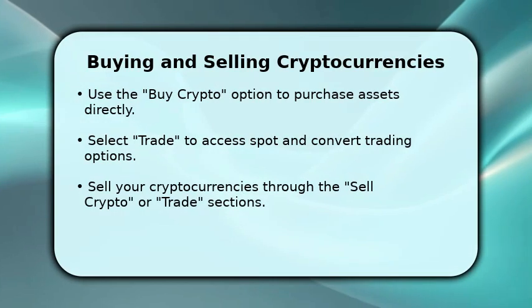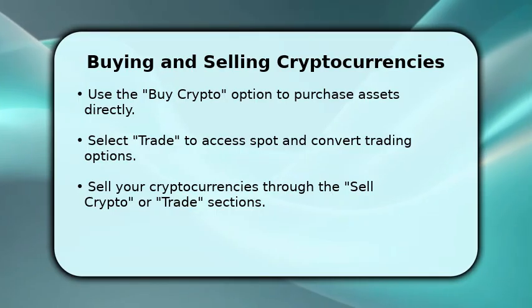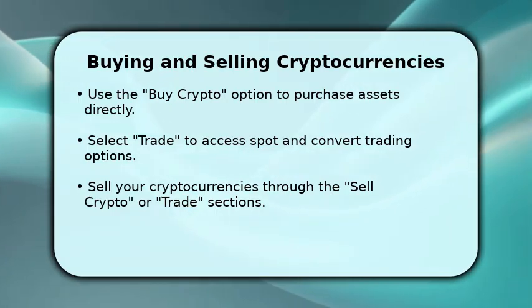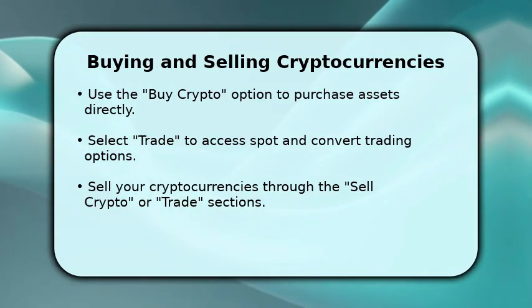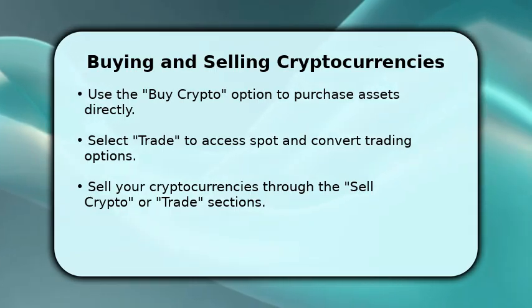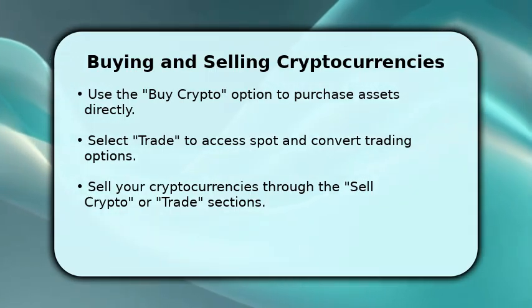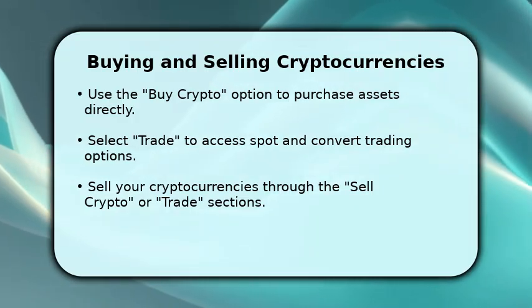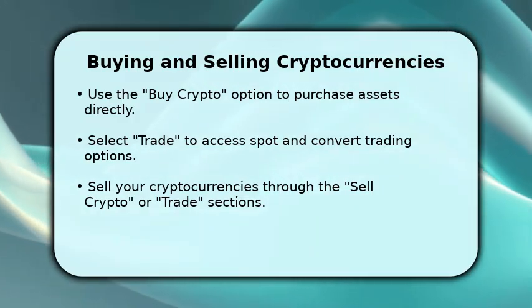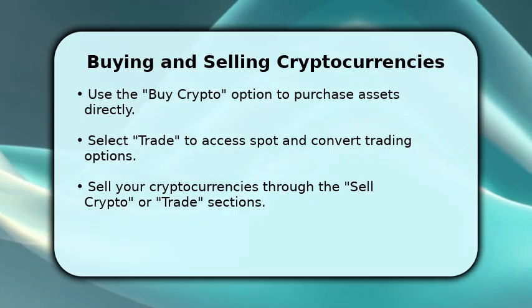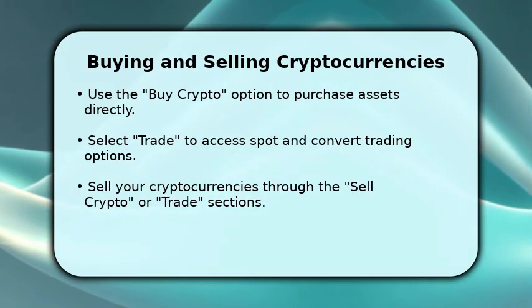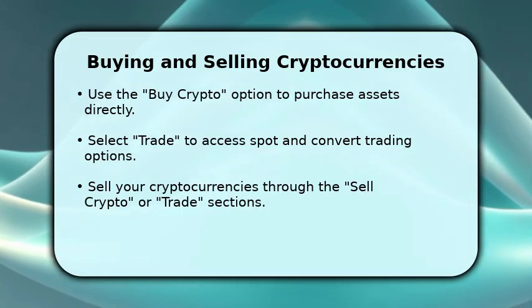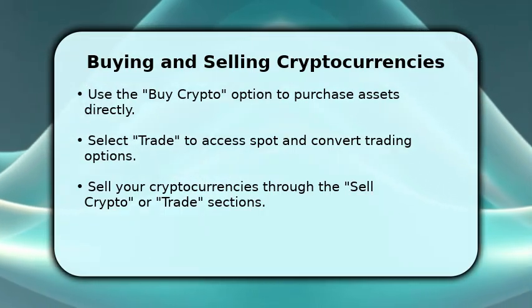To buy cryptocurrencies, tap the Buy Crypto button on the home screen and choose your preferred payment method. For more advanced trading, navigate to the Trade section, where you can execute spot trades with various order types like limit or market orders. Selling is just as straightforward. Use the Sell Crypto feature or convert your assets back to fiat currency through the trading interface, typically incurring a small fee of about 0.1%.